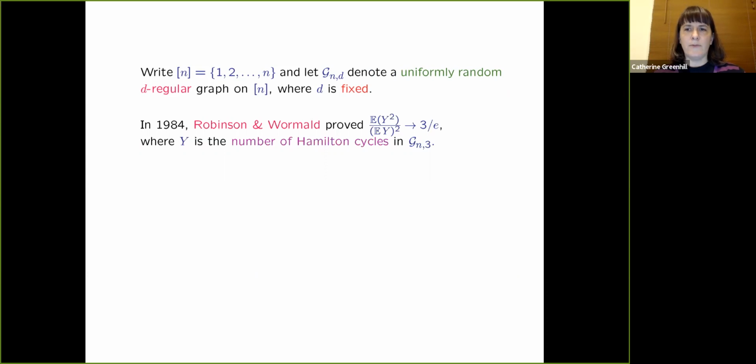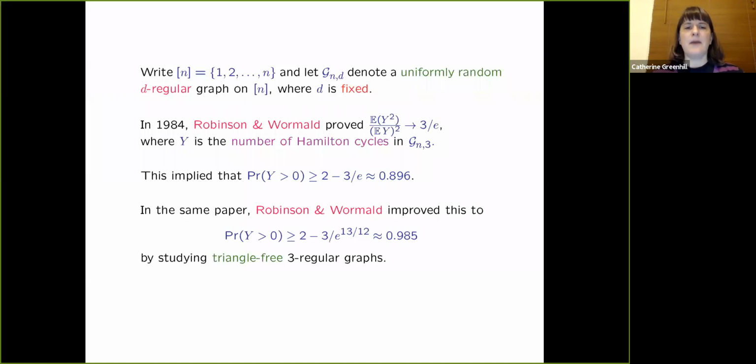In 1984, Robinson and Wormald were looking at the number of Hamilton cycles in random cubic graphs, G(n,3). They showed that the ratio of the second moment to the square of the first moment tends to 3/e, which is bigger than 1. And this implies straight away that the probability that Y is positive is greater than or equal to some constant, around 0.896.